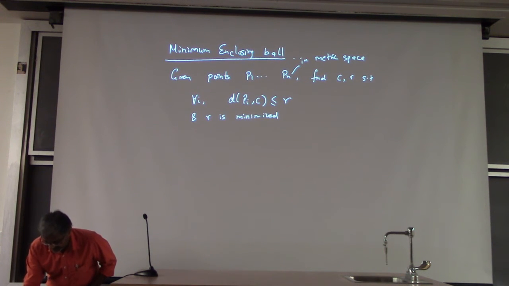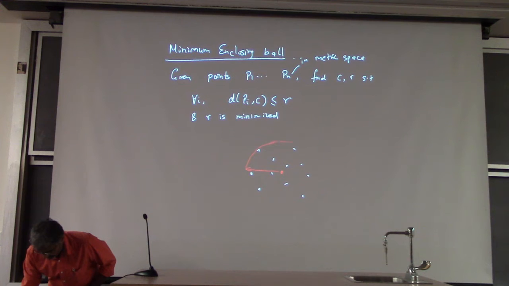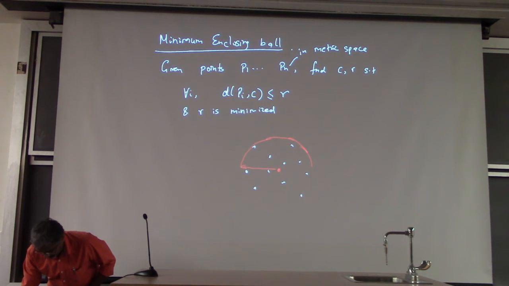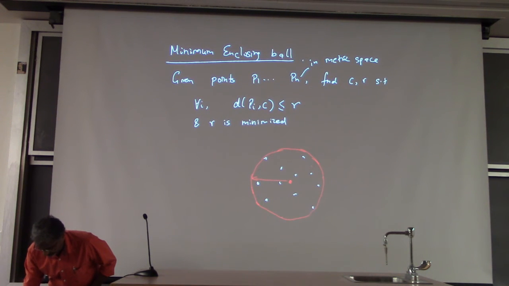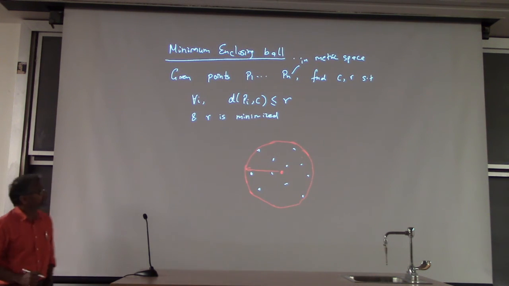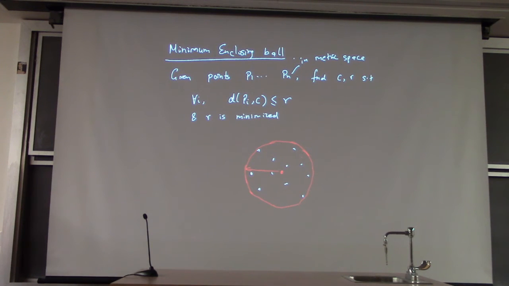And the way to picture this is that I have my points. And I want to find a center and a radius so my ball fits on these points. It's my terrible circle. So you want to find the tightest ball that fits all the points. The minimum enclosing ball. This is the problem.